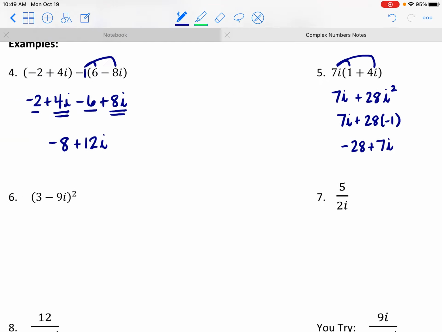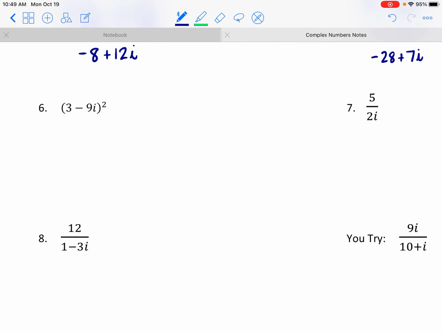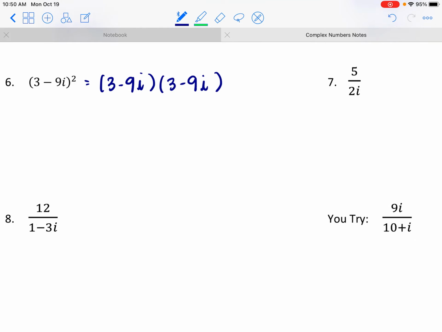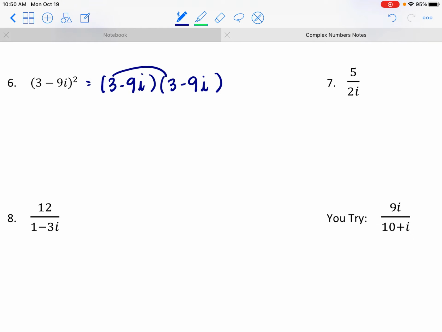Okay? And moving right along, 3 minus 9i squared means we have to multiply 3 minus 9i by another 3 minus 9i. And so if we distribute, the 3 times 3 is going to be 9. 3 times negative 9i would be negative 27i. We've got the same result here, negative 27i. And then at the end, negative 9i times negative 9i is going to be a positive 81, and then an i squared.